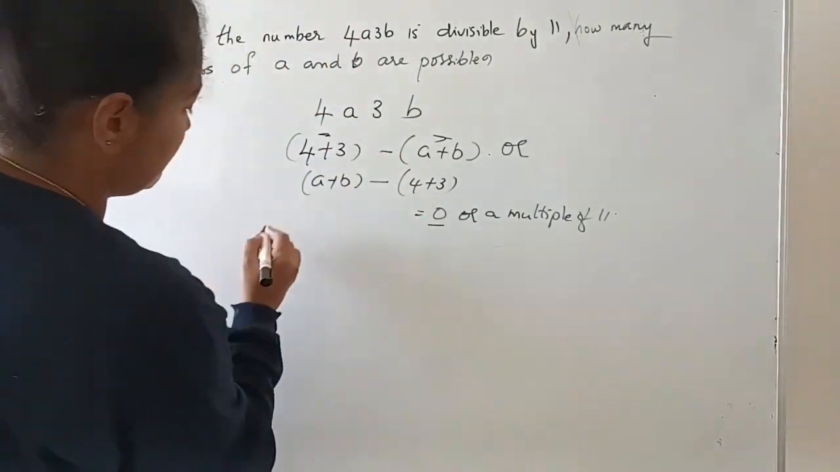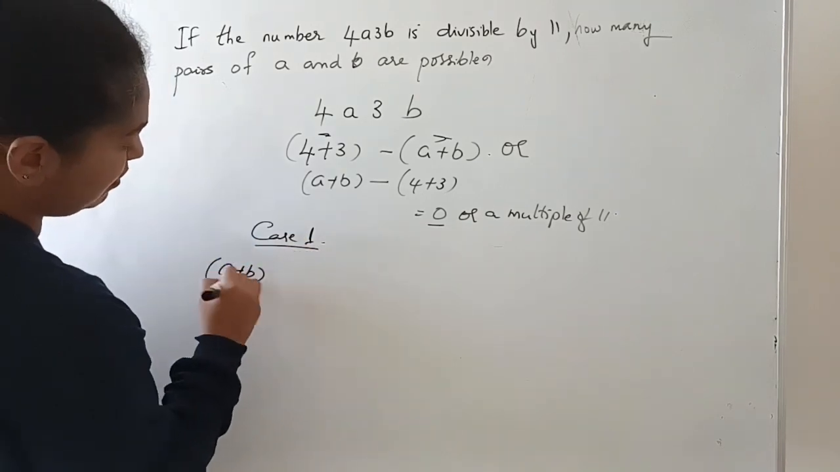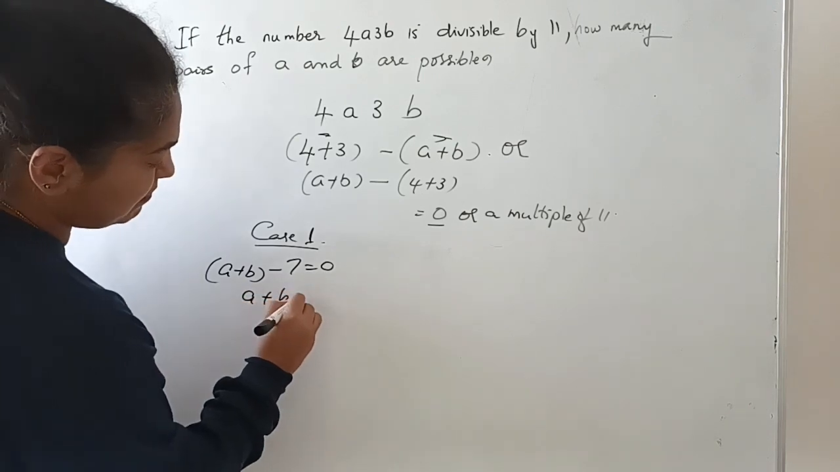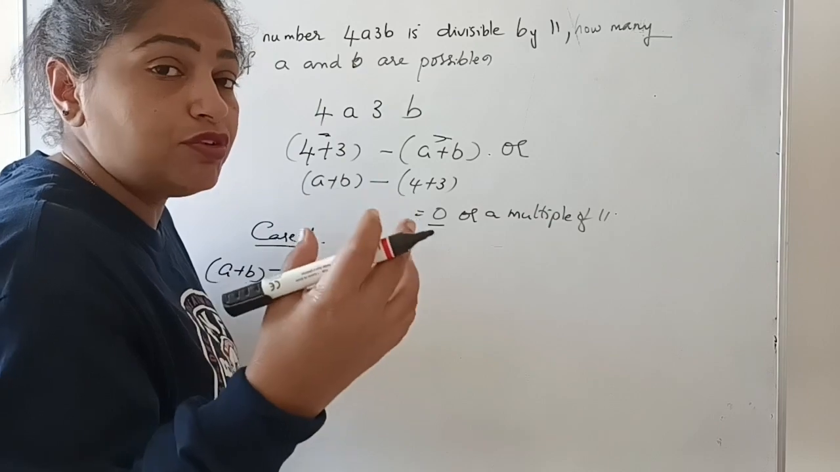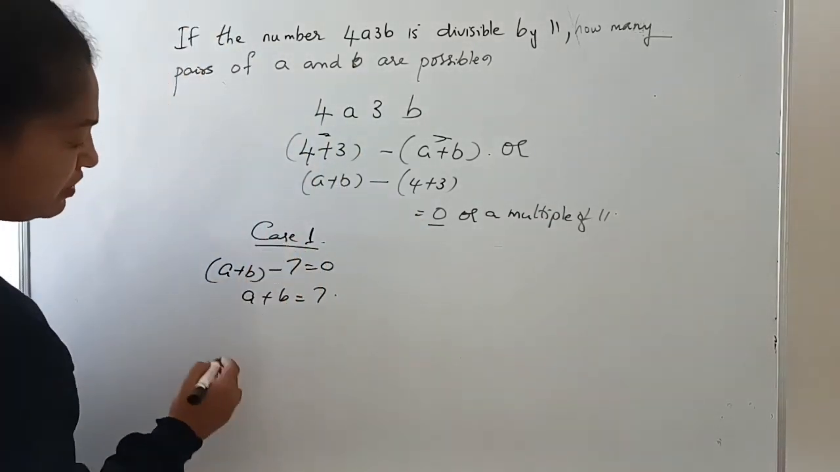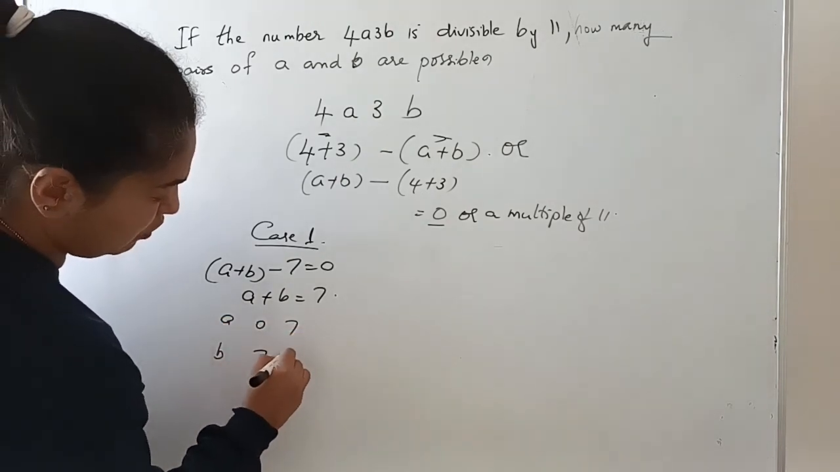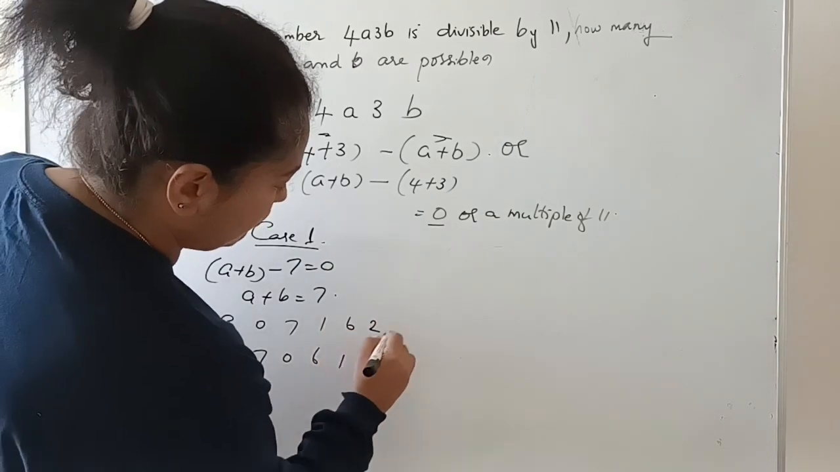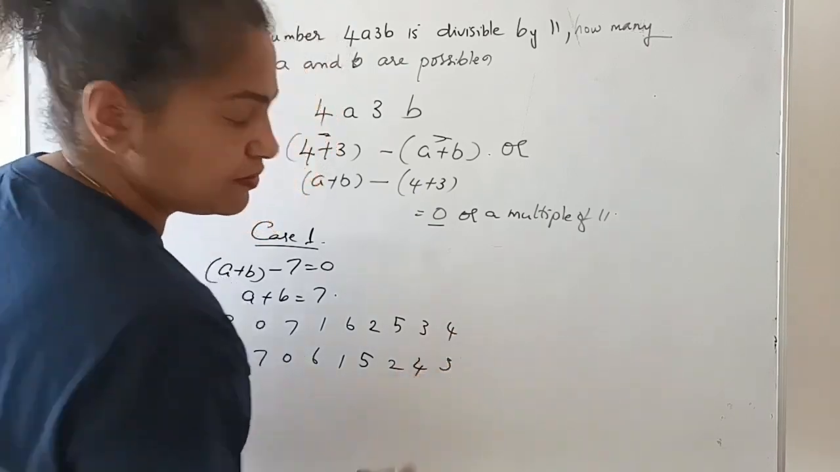So, what is my first case? Case 1 is a plus b minus 7 is equal to 0, or I can say that a plus b is equal to 7. The sum of two numbers is equal to 7. I have to find the combinations of two numbers that give me a sum of 7. So if I am writing a and b here: 0 7, 7 0, 1 6, 6 1, 2 5, 5 2, 3 4, 4 3.